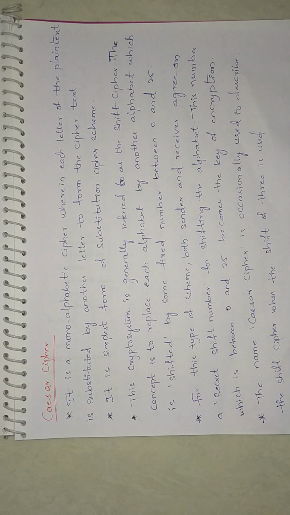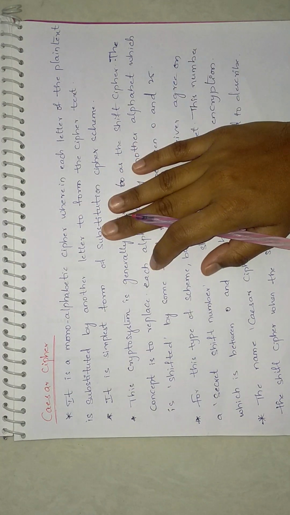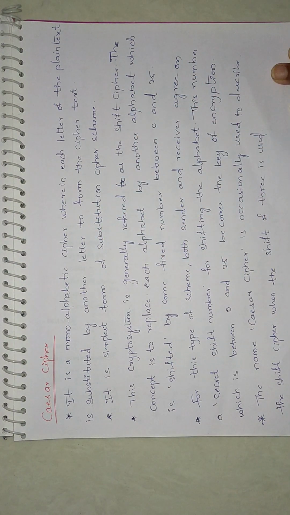Hello everyone. In today's video, we are going to see one of the classical encryption techniques, that is Caesar cipher. This is the easiest encryption technique, and the first technique as well. It is a monoalphabetic cipher where each letter of the plain text will be substituted by another letter from the cipher text.